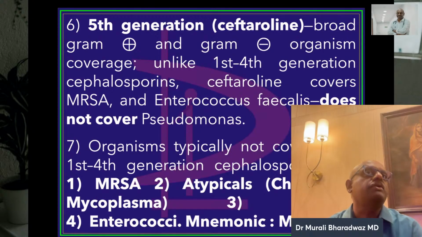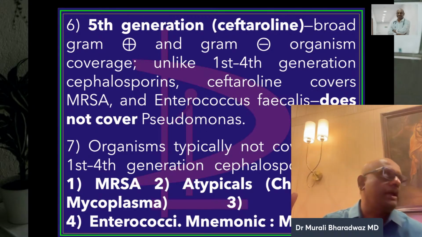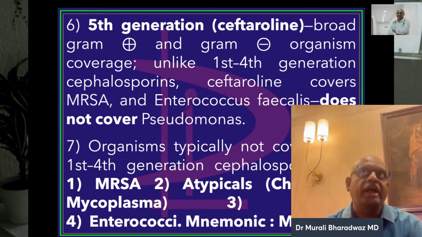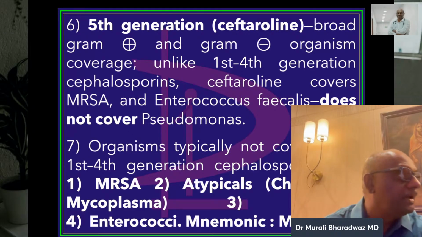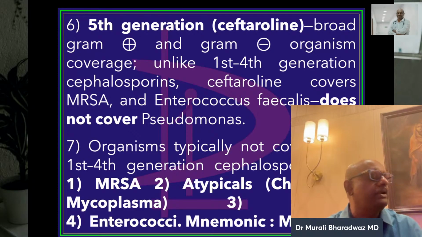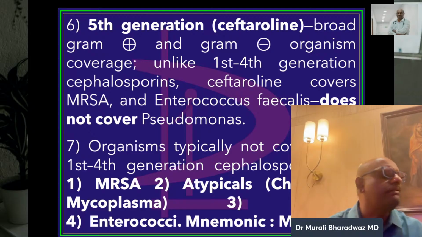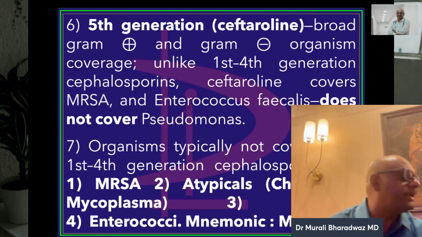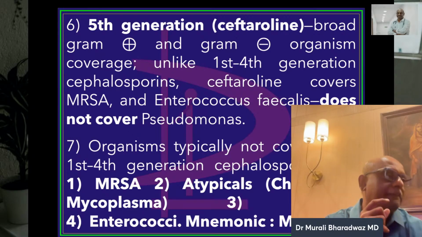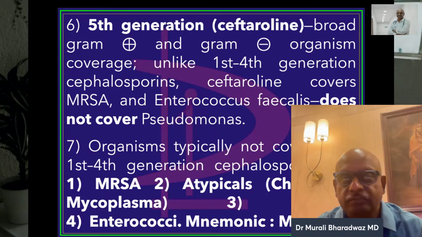Now came the fifth generation, ceftaroline. It is very broad, gram-positive and gram-negative, unlike the first to fourth. It also covers methicillin-resistant Staphylococcus aureus and Enterococcus faecalis. But even though it is powerful on all these, we can't forget third and fourth because they are anti-pseudomonal, like ceftazidime. Ceftaroline is not anti-pseudomonal. So that is a common trap in the NEET PG.